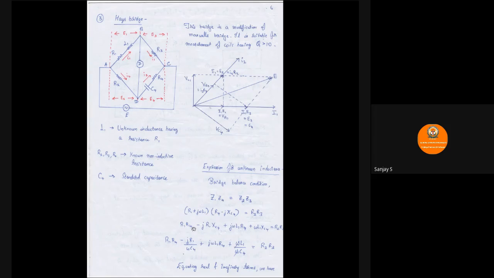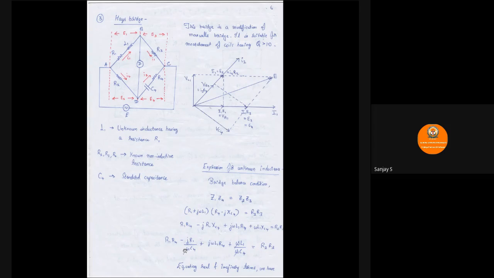So we have R1 R4 minus j R1 into XC4. Then j omega L1 R4. Then plus omega L1 XC4, because j square is minus 1. So it becomes plus omega L1 XC4. This is equal to R2 into R3. Again, in the next step, R1 R4 minus j R1 divided by, instead of XC4, I'll be writing 1 over omega C4 plus j omega L1 R4. Here we have omega L1 divided by omega C4. That is, XC4 is written as 1 over omega C4. Omega gets cancelled out. This is equal to R2 R3.